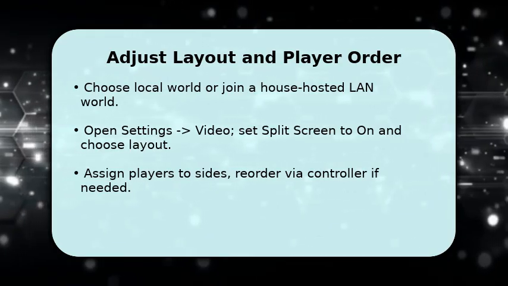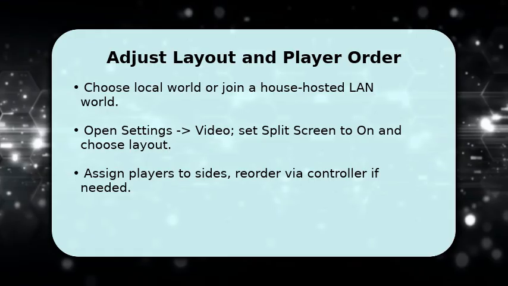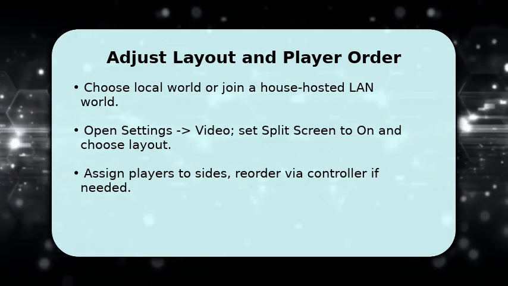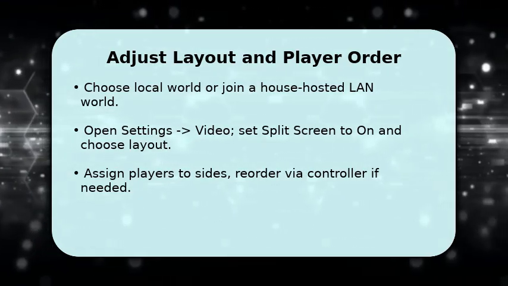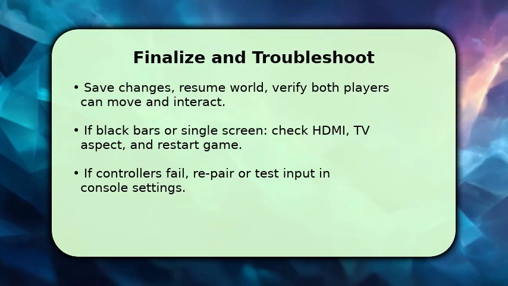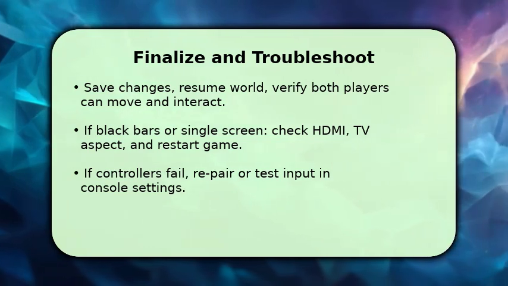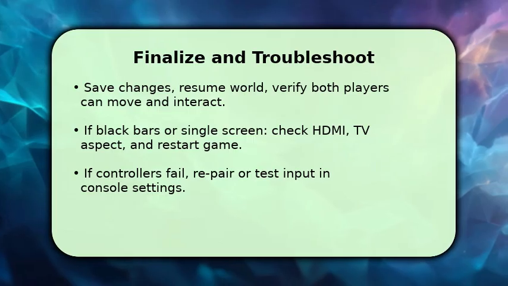Make sure render distance and UI scale are reasonable so both players have readable HUDs. Lowering render distance prevents lag when two players play on one console. Finish by resuming the world and confirming both of you can move, see inventories, and build.